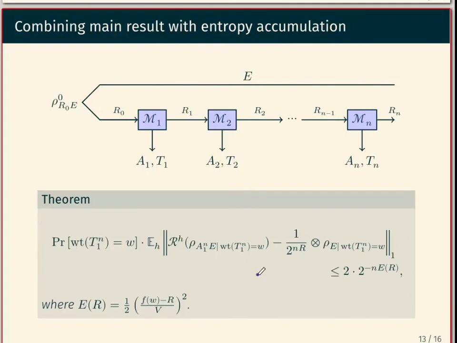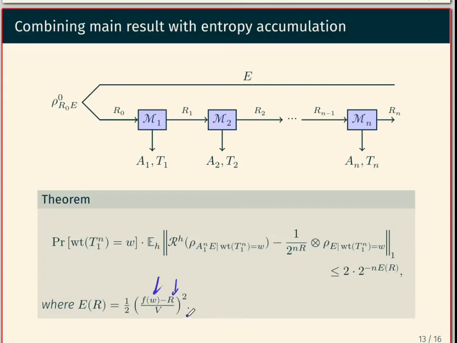So we get this fairly simple expression where the quantity that we'd like to bound is just upper bounded by something that's 2 to the minus n, and then we have a nice error exponent that involves the trade-off function, and this is the rate at which we're trying to extract bits at the output. So this is the extraction rate that we have, and v is some constant here.